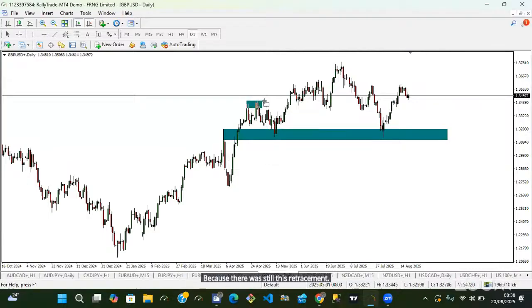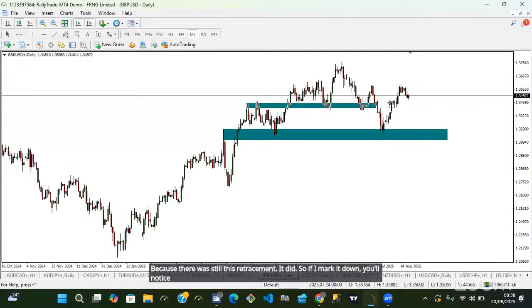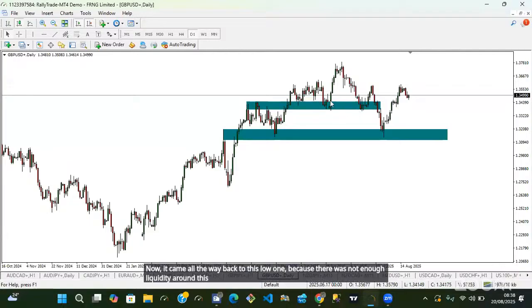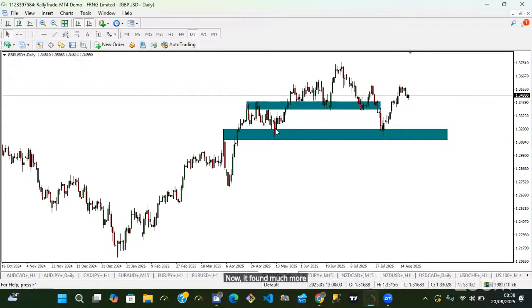It did. So if I mark it down here, you notice that it came back to retest it. At these levels, it came back to retest. Now, it came all the way back to this lower one because there was not enough liquidity around this area to fuel that movement to the upside massively that it needs. Hence, it came back the first time, the second time, the third time, and the fourth time. Now, it found much more liquidity below, the previous one we marked before that it took off from, right? Before going to the upside.